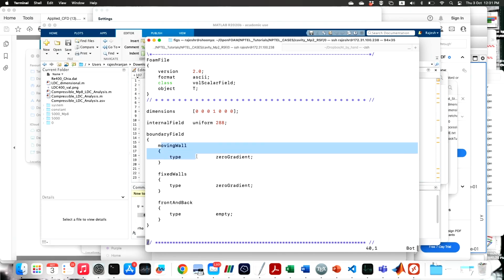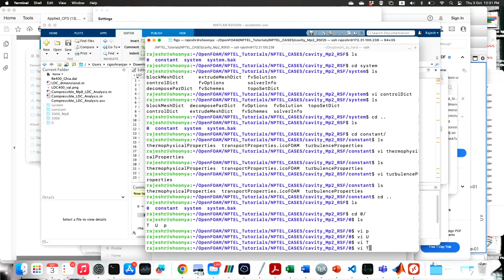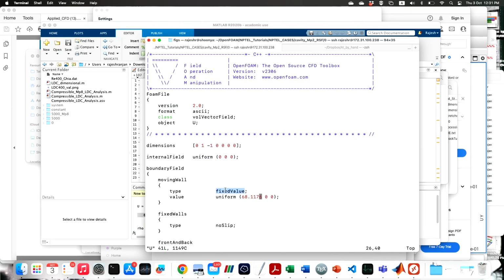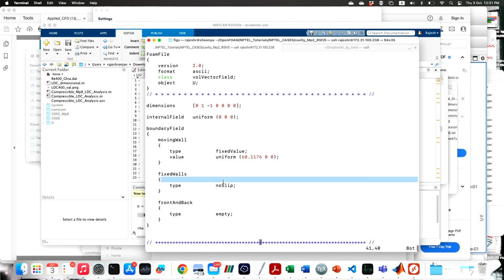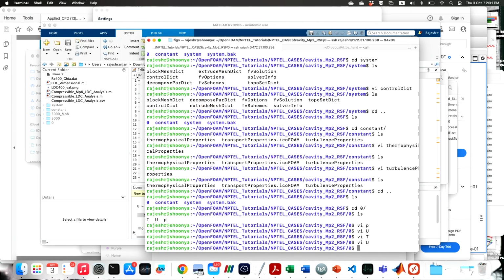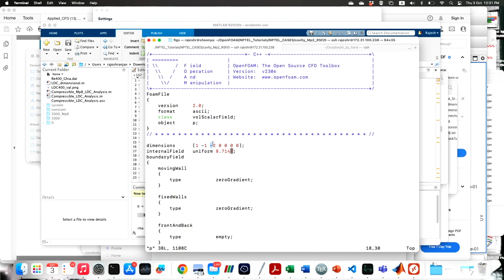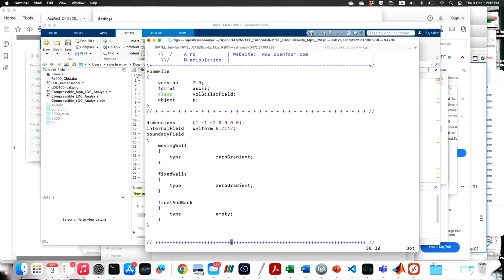For the temperature and pressure, we are using zero gradient for the walls, and front and back are empty. Only for the velocity, we are using a moving wall and no slip for the fixed walls. One very important thing I want you to note is the unit of pressure here. Earlier the unit was 0, 2, minus 2, that is meters squared per second squared. Now, here the unit is MLT, so this is kg per meter second squared, because now it is the actual thermodynamic pressure.